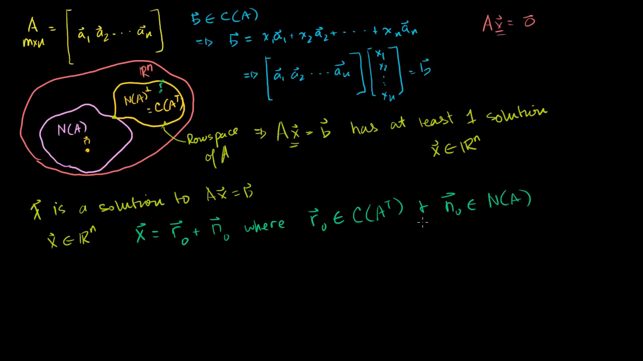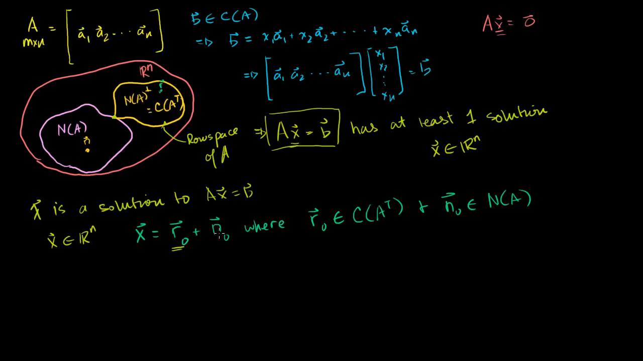Fair enough. Now, one thing we might wonder is, clearly this vector isn't a solution to Ax equals b. This vector is a solution to Ax is equal to 0. But we might be curious as to whether this member of our row space is a solution to Ax is equal to b. This is what we're focused on. So let's solve for r naught right here.